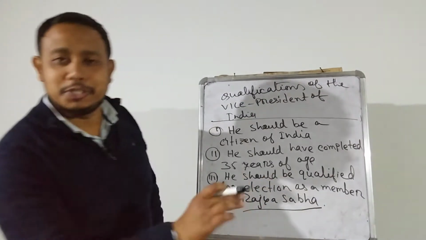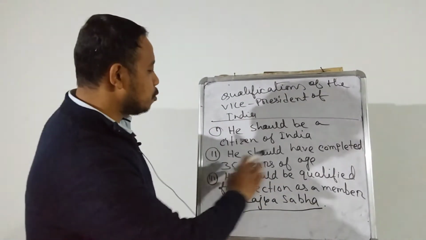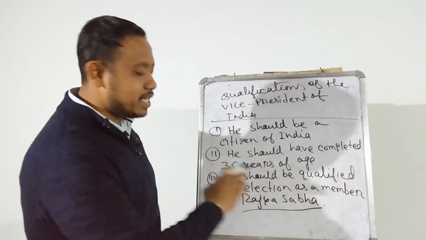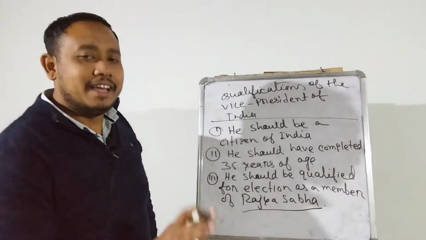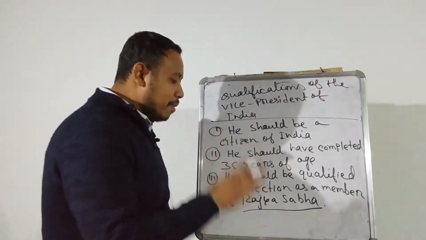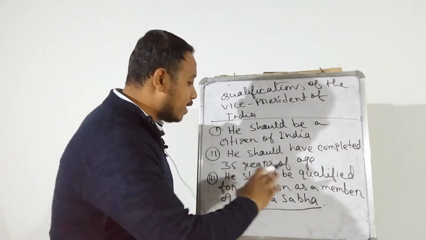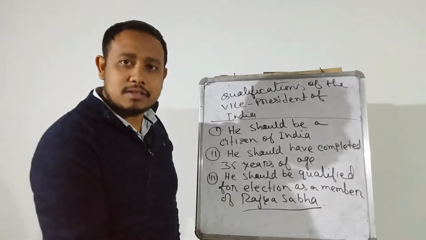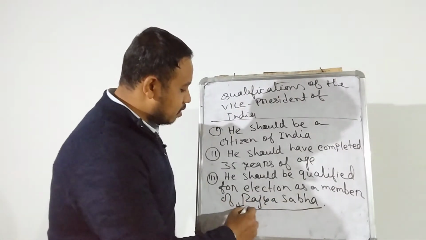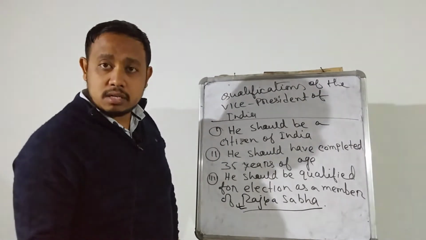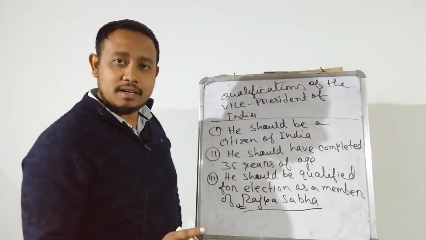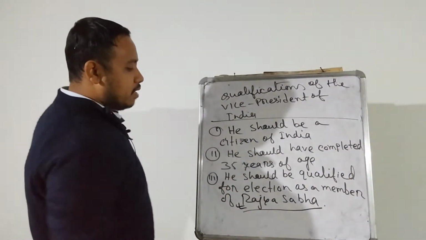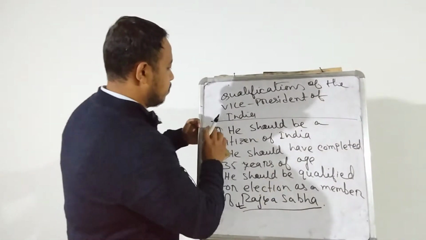So there may be a question that he should be qualified for election as a member of Rajya Sabha. True or false? True. And another question: he should be qualified for election as a member of Lok Sabha. True or false? False. So please note it down: Rajya Sabha, not Lok Sabha. Are you clear? Okay. So please write down these important points.